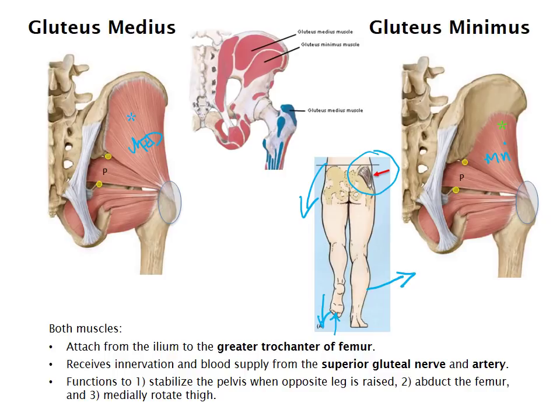Both are innervated again by the superior gluteal nerve and supplied by the superior gluteal artery. On both pictures, I'll circle right in this area, the approximate area where the superior gluteal artery comes out between the medius and the minimus and the muscle inferior to them, the piriformis muscle labeled with a P in this picture.